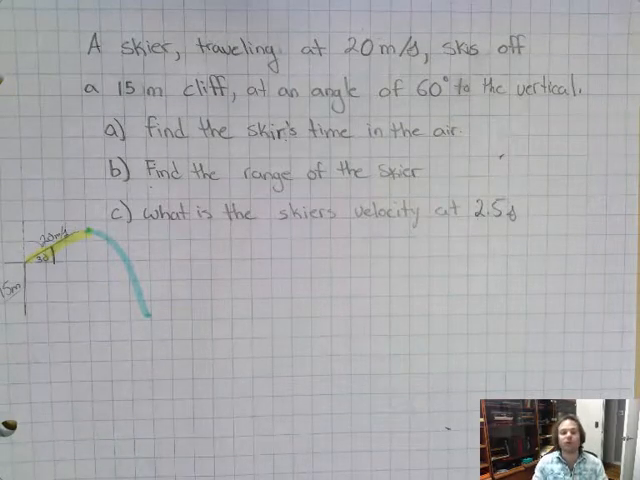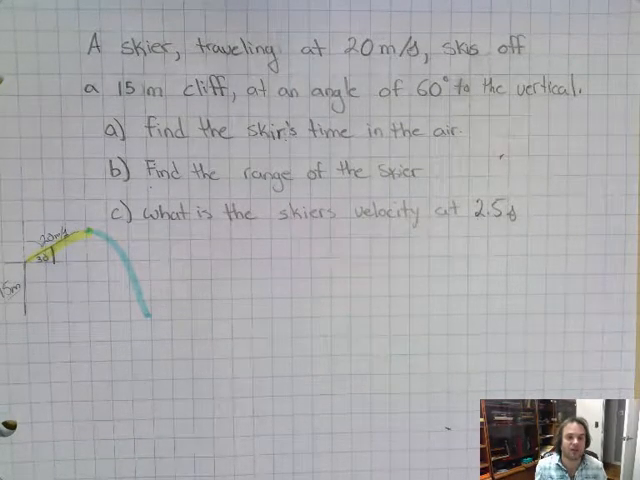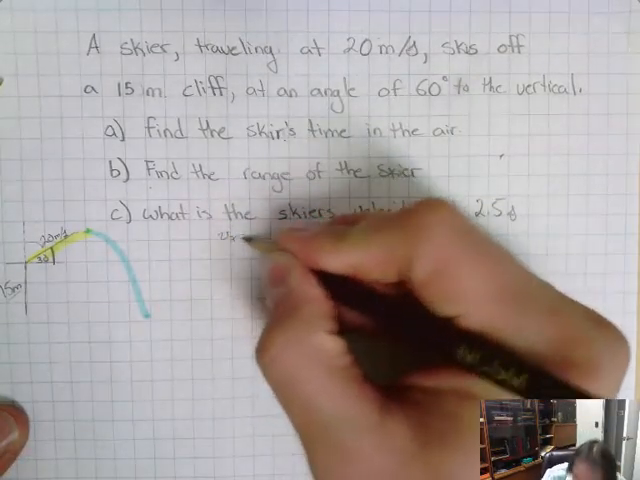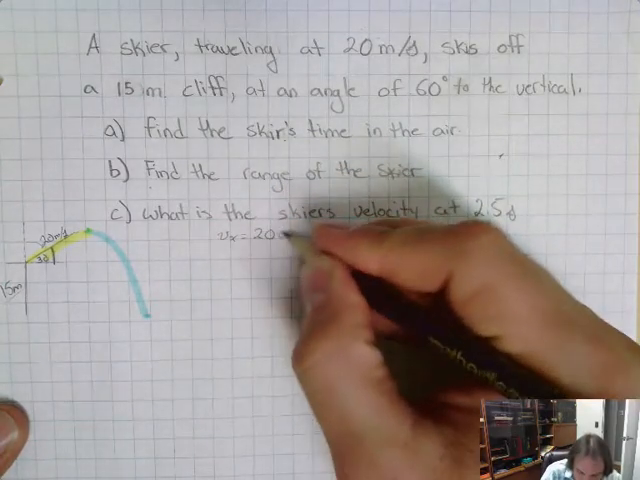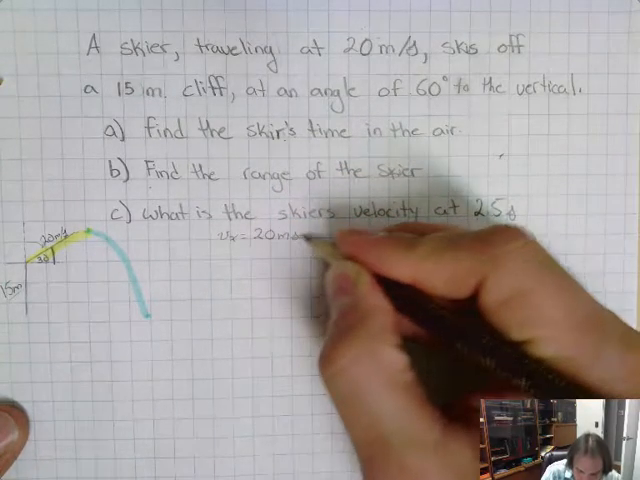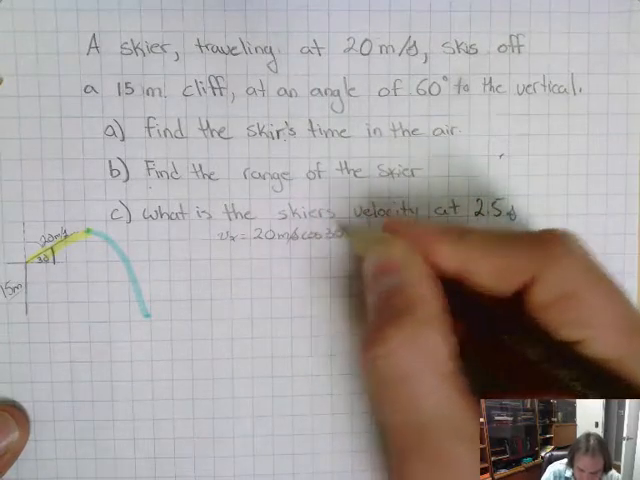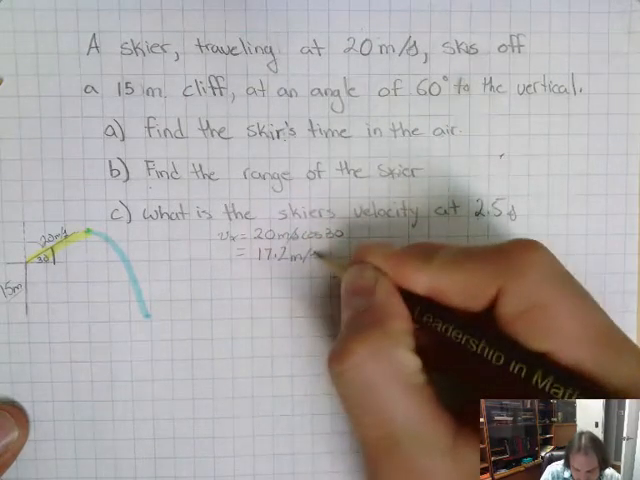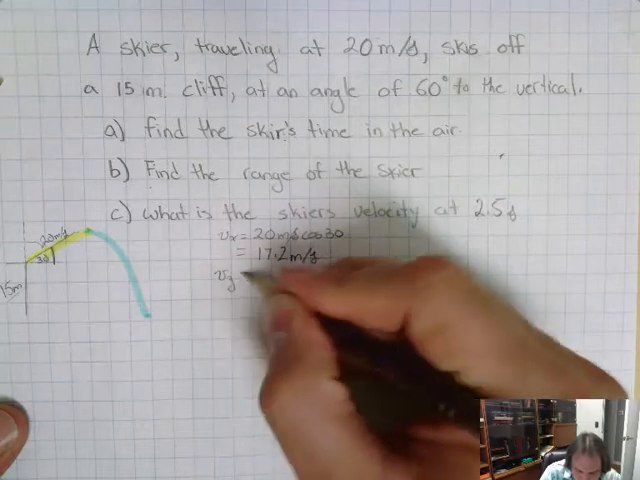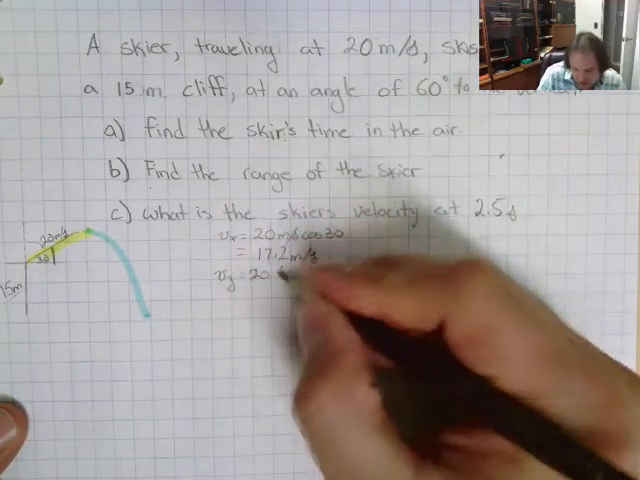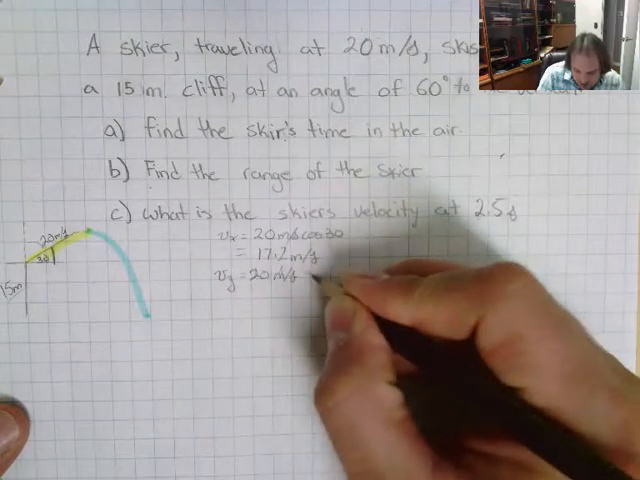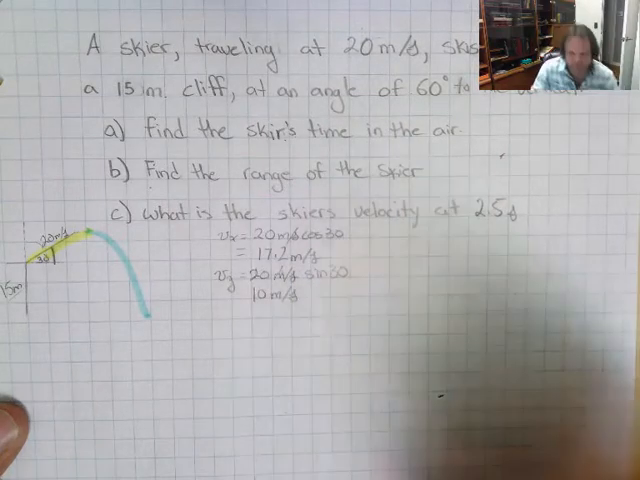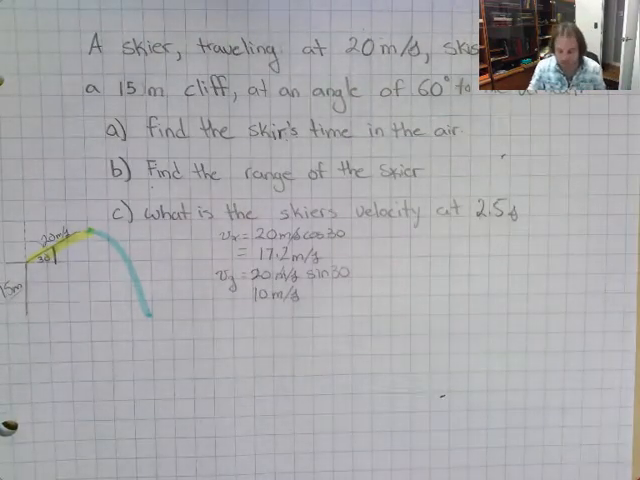So first, whenever we have vectors, we always must break them down into x and y. So let's take a look at this. We know Vx is equal to 20 cosine 30, which is equal to 17.2 meters per second. We know my velocity in the y is equal to 20 meters per second sine 30, which is equal to 10 meters per second. All right, so now we have those down.